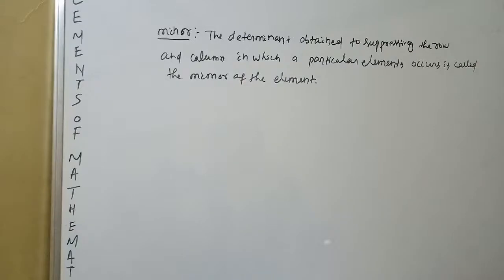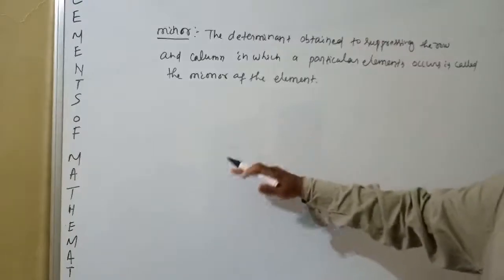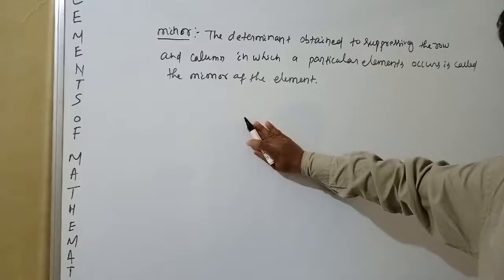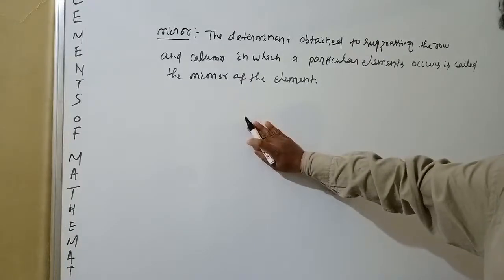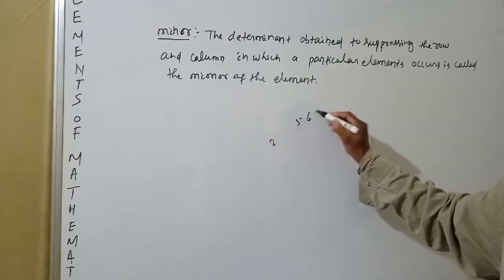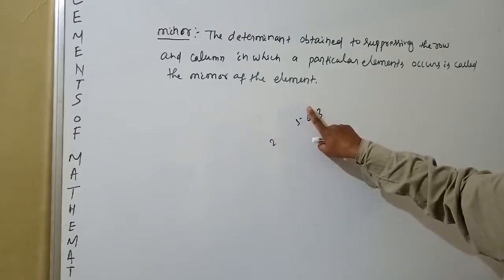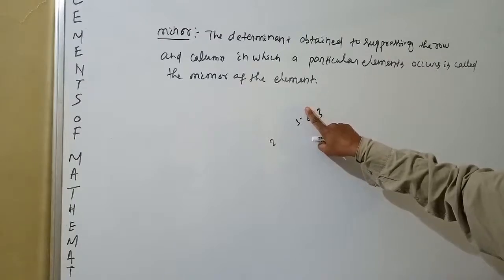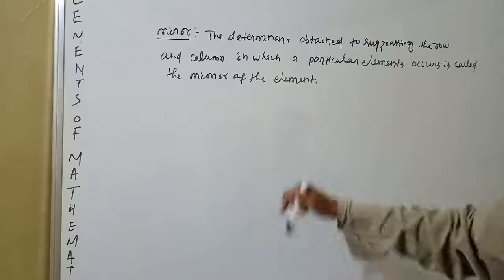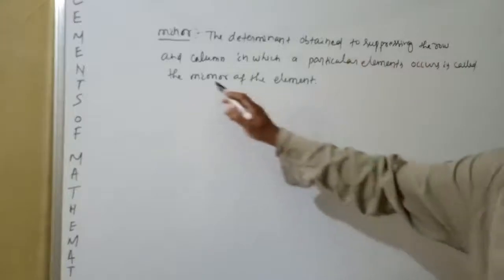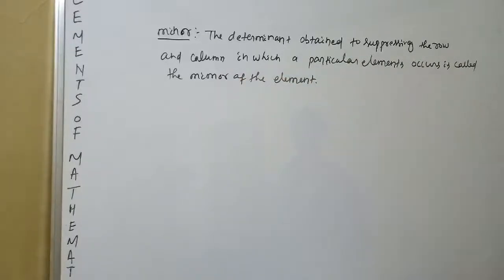The determinant obtained means what? To get. To suppress means something is given to suppress. If 2 is given, I have suppressed 2. Understood what is the meaning of suppress? If 5 6 3 is given, I have suppressed 6. Suppress means to cover. The determinant obtained by suppressing the row and column in which a particular element occurs is called the minor of the element.